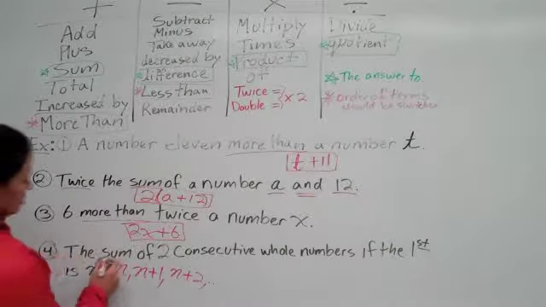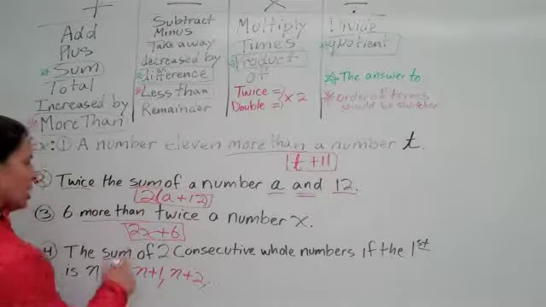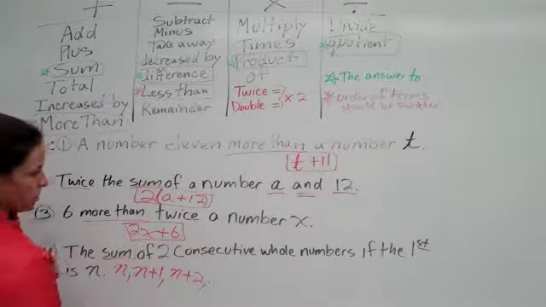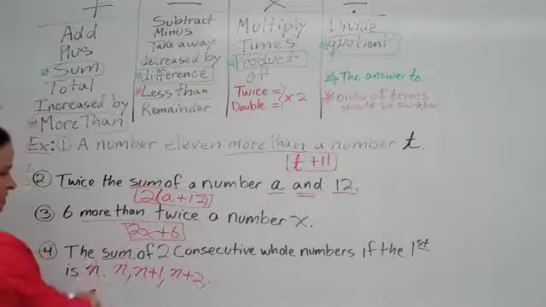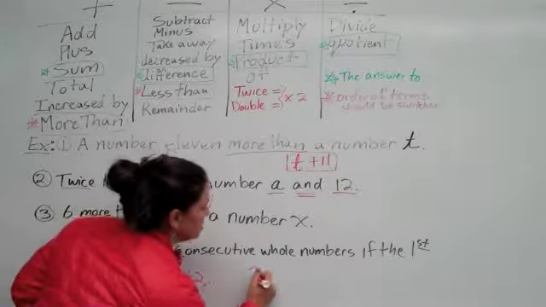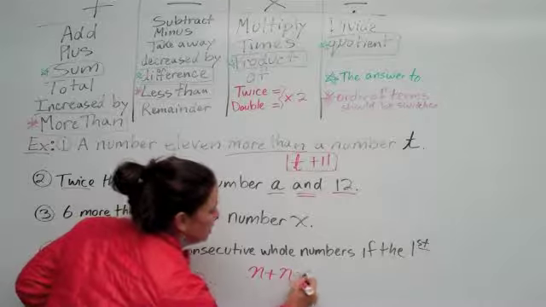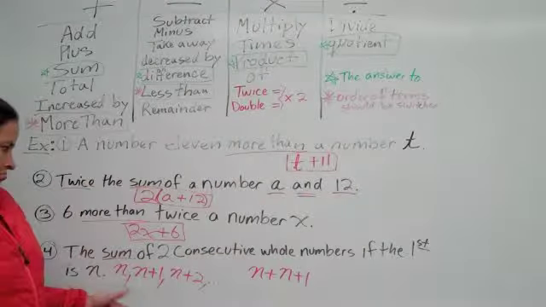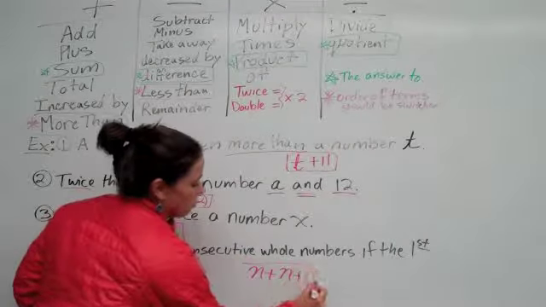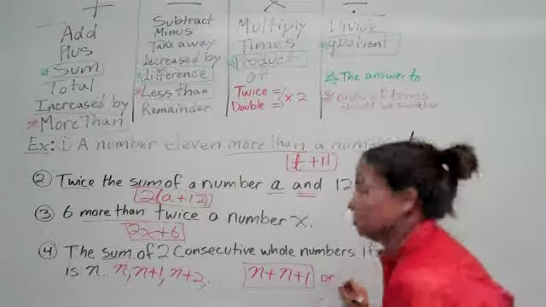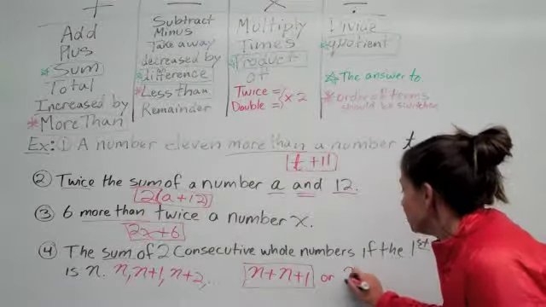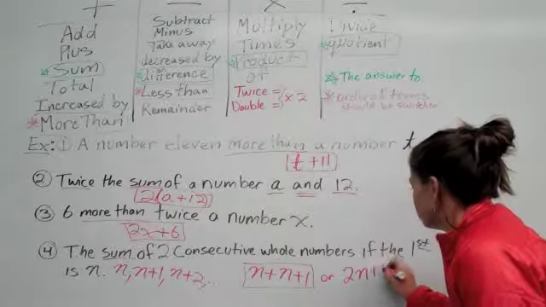So the sum, answer to addition, of 2 consecutive whole numbers, so I'm going to add 2 consecutive whole numbers if the first is n. So all it's asking is what's n plus n plus 1. This would be adequate, but if we wanted to simplify it, we could always simplify it down to collect like terms, and we get 2n plus 1.